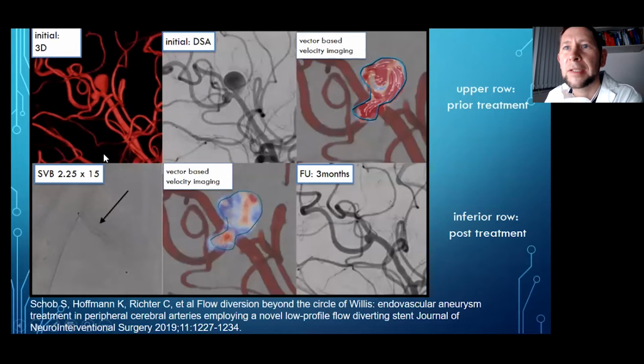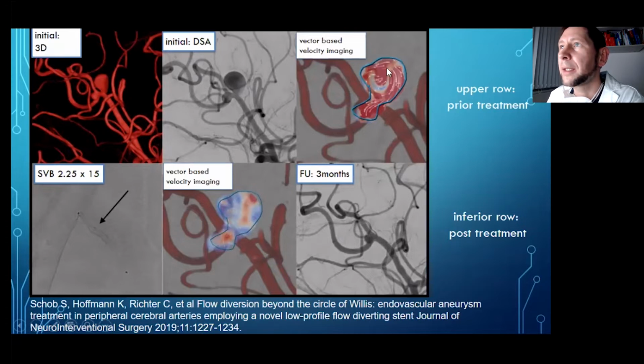We have an example of a peripheral MCA aneurysm on the right-hand side. Here you can see the initial 3D imaging. This is an M3 branch with a twin aneurysm arising from the bifurcation. Here you can see the first aneurysm. This is the second aneurysm. Here we have the corresponding 2D imaging of the MCA and the vector-based velocity imaging.